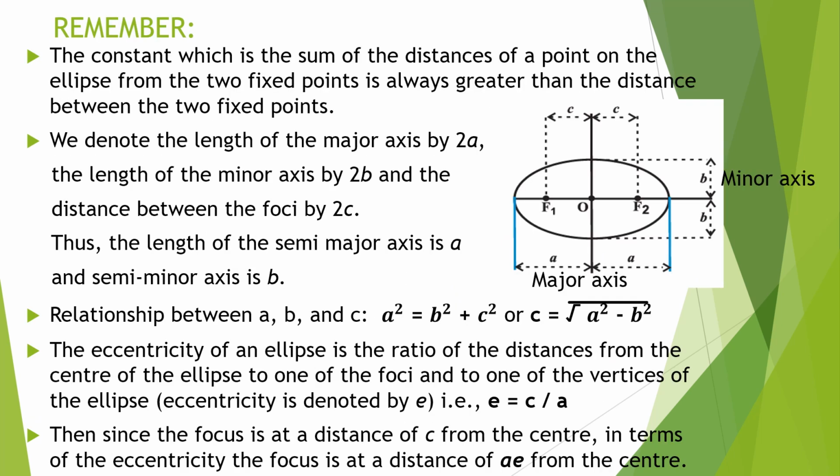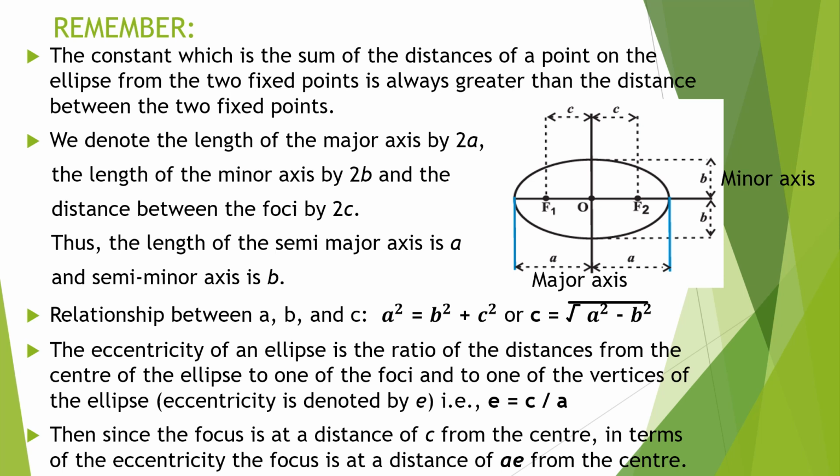Now from this diagram, the concept of the ellipse will be clear. You can see that the axis on which both the foci are lying is called the major axis, and the other axis which is perpendicular to the major axis is called the minor axis. Also note that the constant, which is the sum of the distances of a point on the ellipse from two fixed points, is always greater than the distance between the two fixed points.